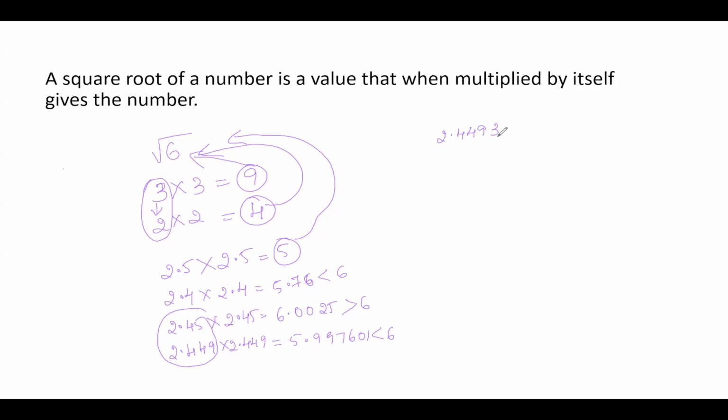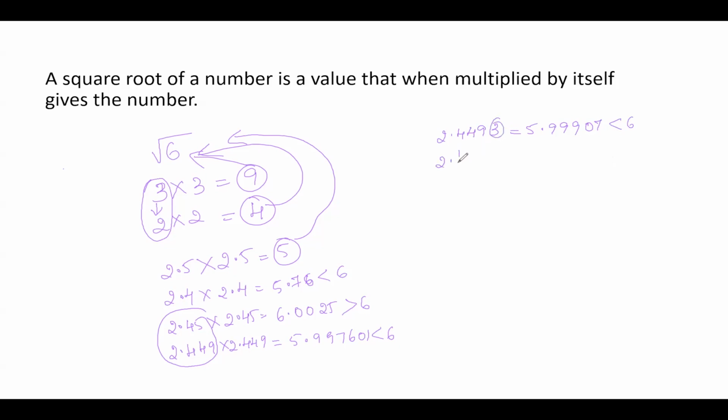Okay, so when I say 2.4493, I will get 5.999. So I will get 5.99907. Once again, this is less than 6. Let me increase one value.